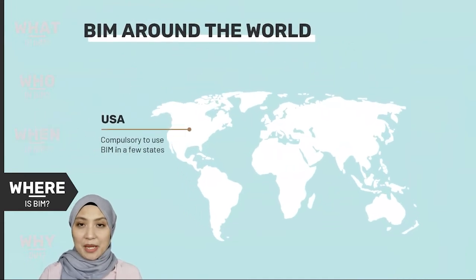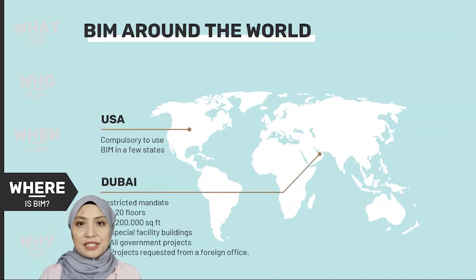In the United States of America, it is compulsory to use BIM in a few states. Dubai has a restricted mandate for BIM, which is mandatory for buildings higher than 20 floors or bigger than 200,000 square feet. It is compulsory also for special facility buildings like hospitals, universities, and mandatory for all government projects, and also projects requested from a foreign office.